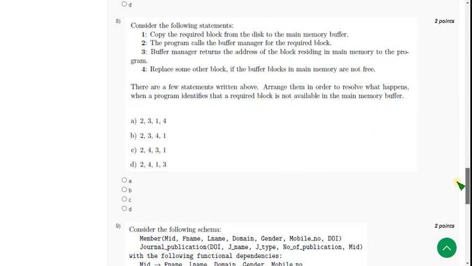So for the eighth question, I think the order is: first of all 2 is the starting one, next it will be 3, and next it will be 1, and finally it will be 4. So 2 3 1 4, I think option A is the probable one for the eighth question.